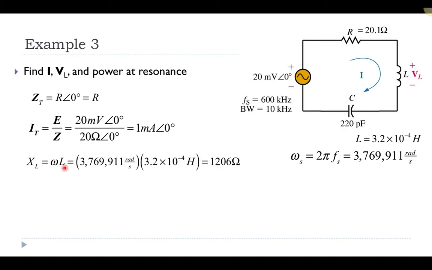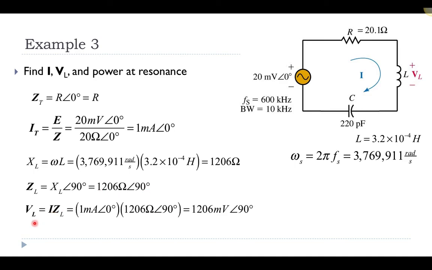If I want to know what the voltage across the inductor is, I have to calculate the inductive reactance, which would be the angular frequency times the inductance. I know the angular frequency, I know the inductance, I get 1,206 ohms. Much bigger inductive reactance as compared to the 20 ohm resistance. I can write down what the impedance is for the inductor. Because it is an inductor, it has a phase angle of 90.